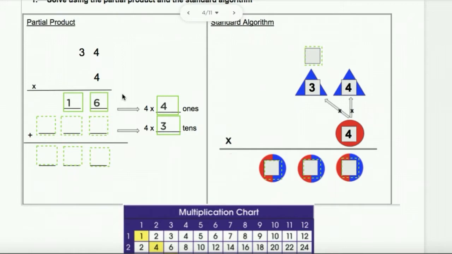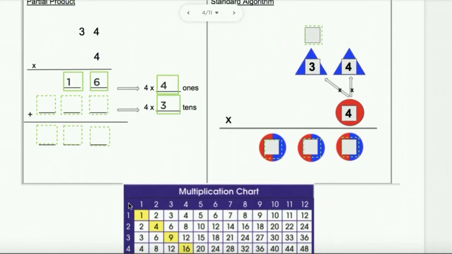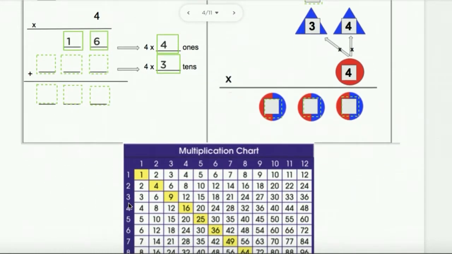All right, y'all, next row. 4 times 3 tens. What's 4 times 3? Use your chart if you get stuck. Good, 12. And I have 12 tens. How would I write 12 tens? Think about it. I have 12 $10 bills. How much money do I have?